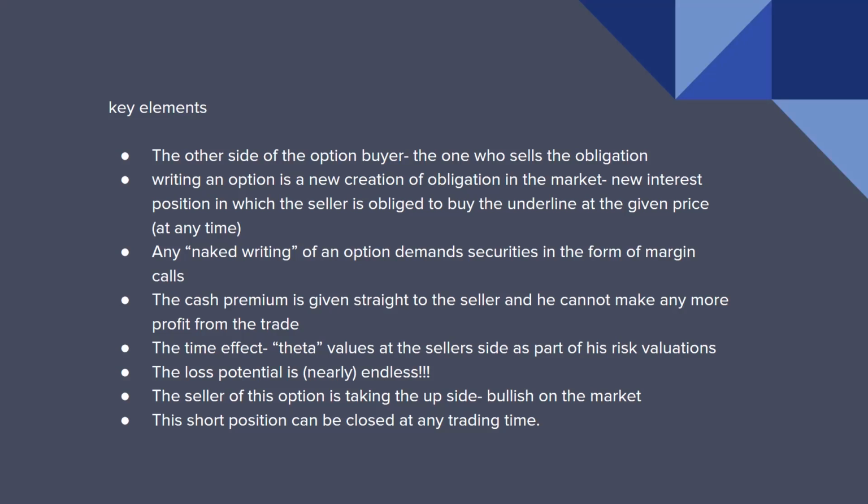The cash premium is given straight to the seller, and he cannot make any more profit from the trade. That means that whatever you got when you sold this option, that's it. You won't get any more money or make any more profit out of it. So you're getting money, you're selling an obligation. The key element here is how much money you're going to give back, or if at all.